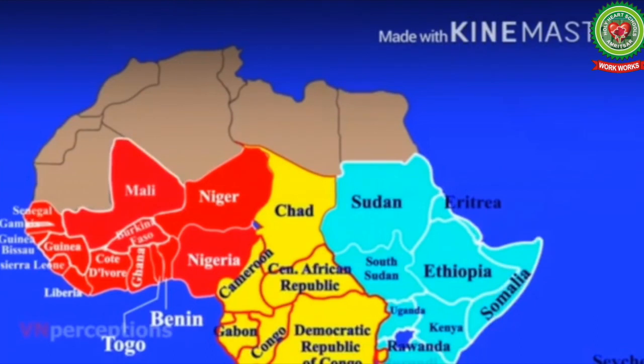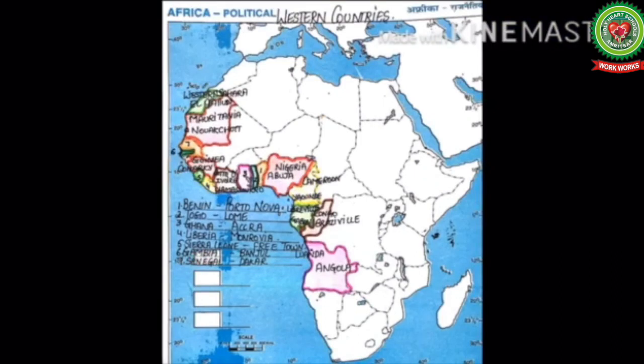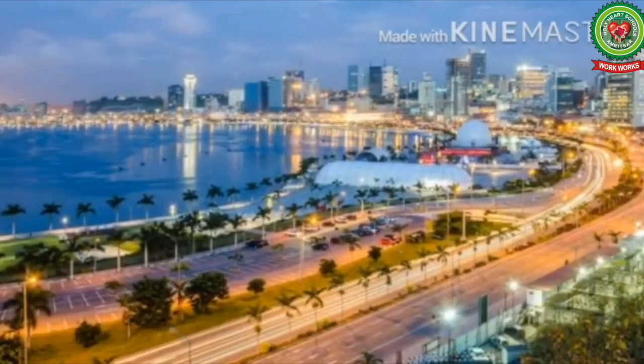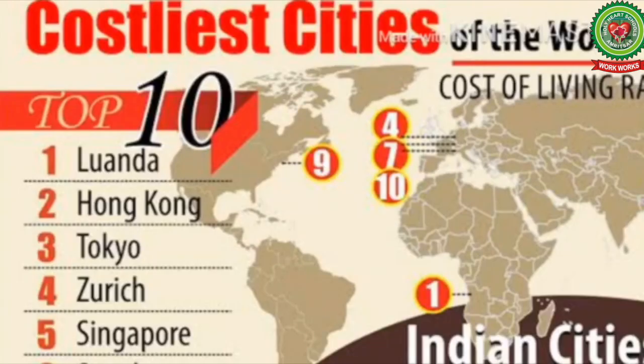Now students, we will discuss the western countries of Africa. Number 1, it's Angola and its capital is Luanda. Angola is an oil-rich country in southern Africa. Luanda is also known as the Paris of Africa due to its sophisticated culture. It is also one of the most expensive cities in the world.